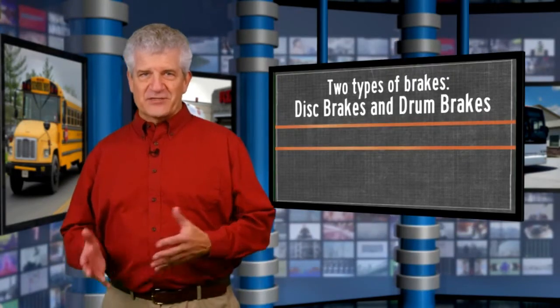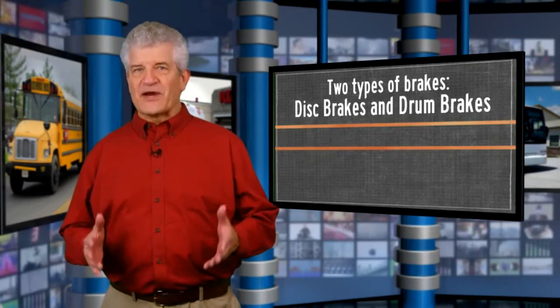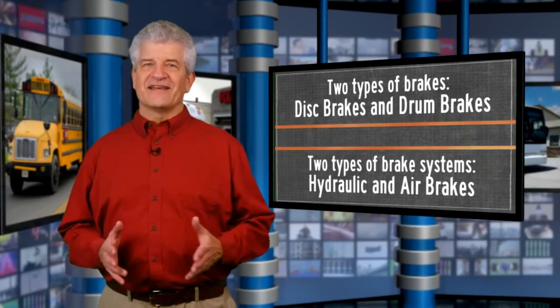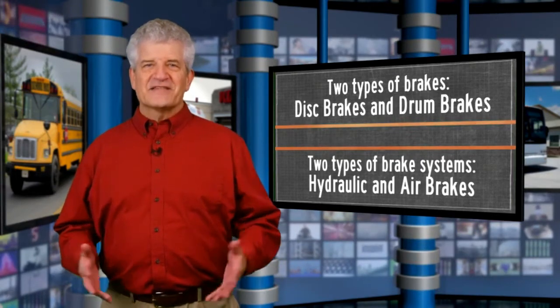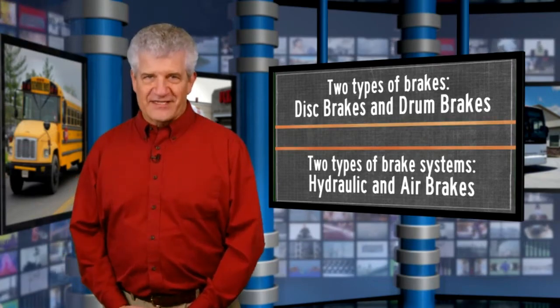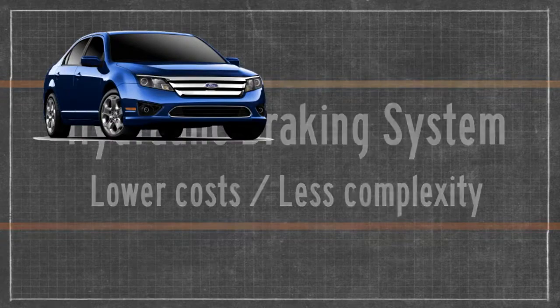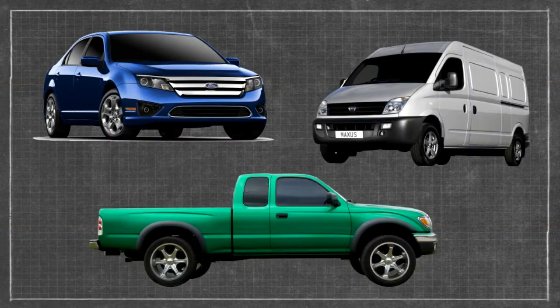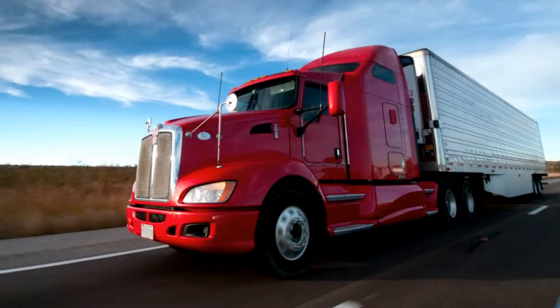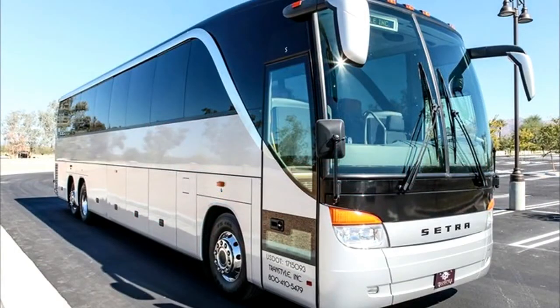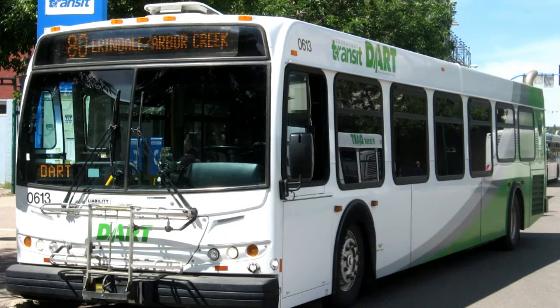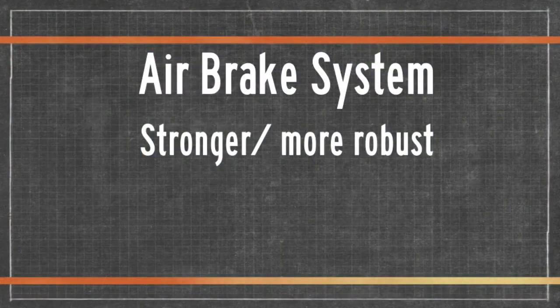So to recap, there are two types of brakes, disc brakes and drum brakes, and there are two types of braking systems, hydraulic and air. Because of their simplicity and lower cost, hydraulic systems are most commonly found in light vehicles such as cars, vans, and pickups. However, air brakes are used exclusively on heavy trucks, motor coaches, and buses, and for two very good reasons. The first is air brakes are stronger and more robust than hydraulic brakes.